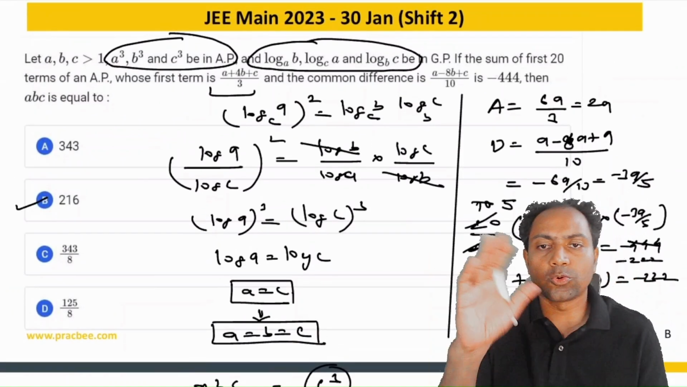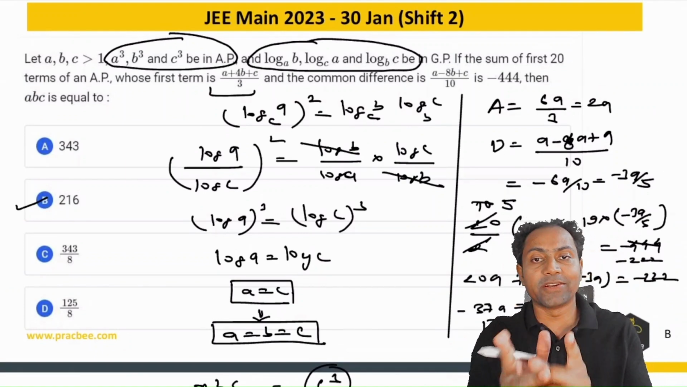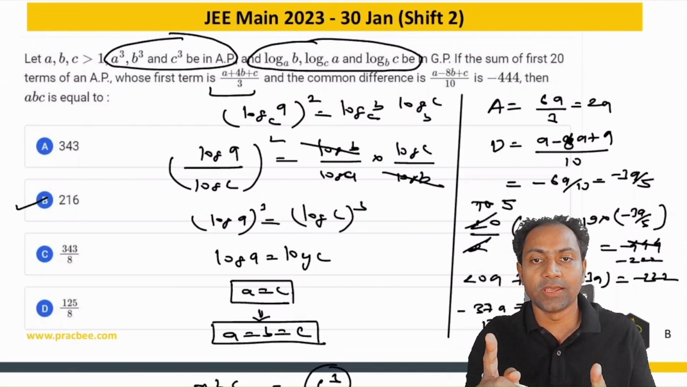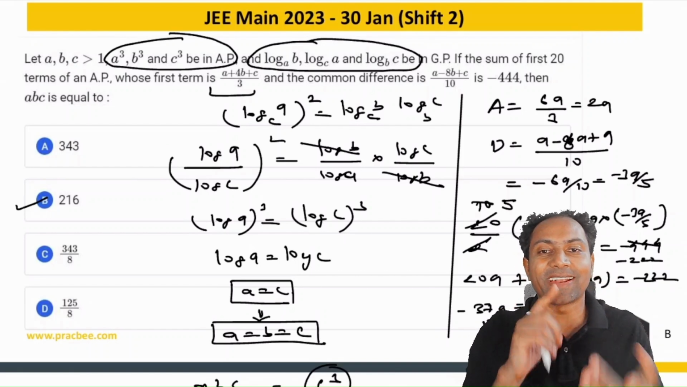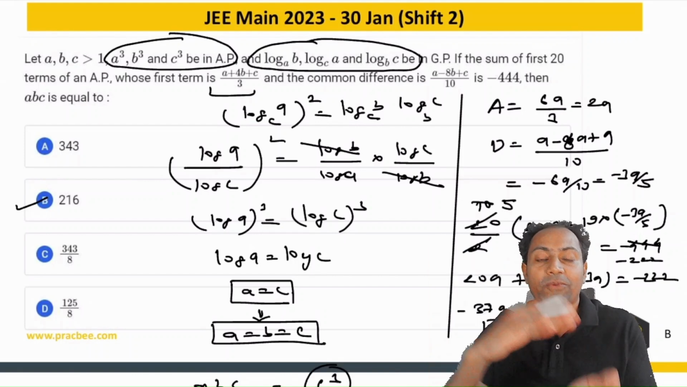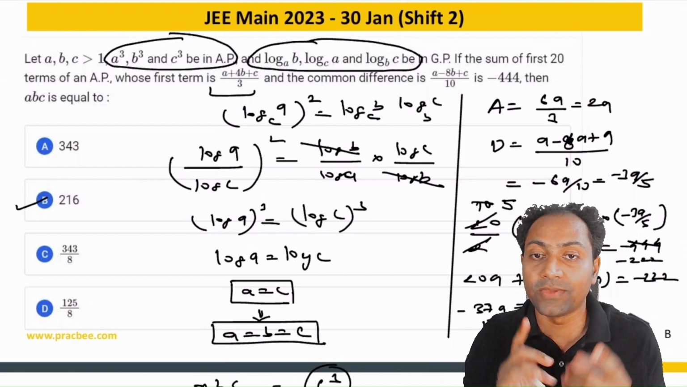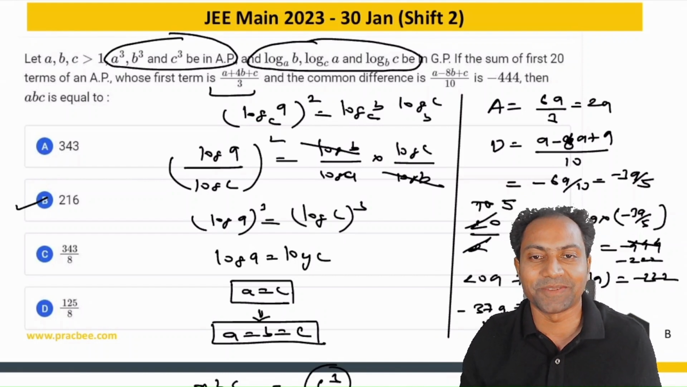You can see that there are two parts of the question. First part talks about GP and AP. So the GP condition gave us that A is equal to C. If I put that condition into AP, I get A is equal to B is equal to C. Then there is an alternate condition. And now again, another kind of series they are talking about in terms of capital A and capital D. We apply the sum of the series and get the answer from there.